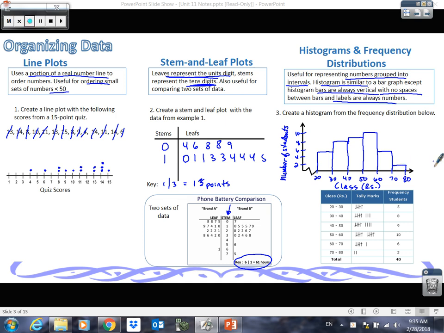And if you wanted to do a pattern on the bars or colored in, it was totally up to you. That would be our histogram. Everything's labeled, the scales are even. How are we with that? We okay? Okay.